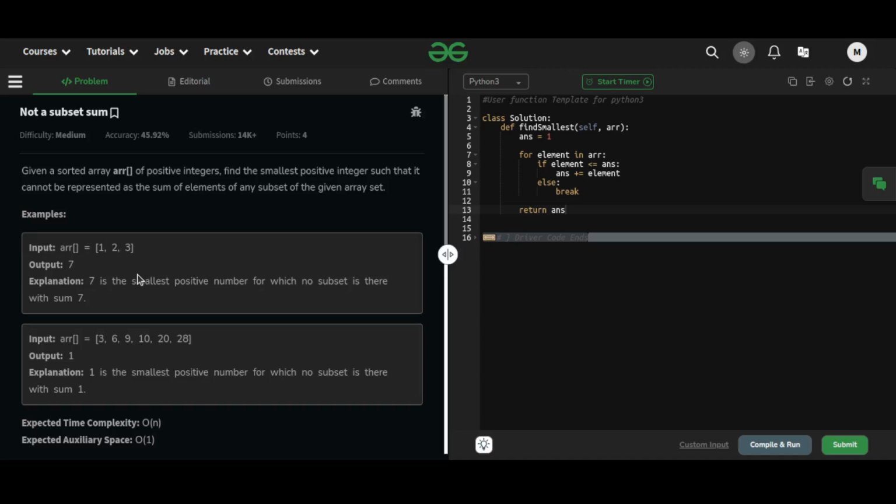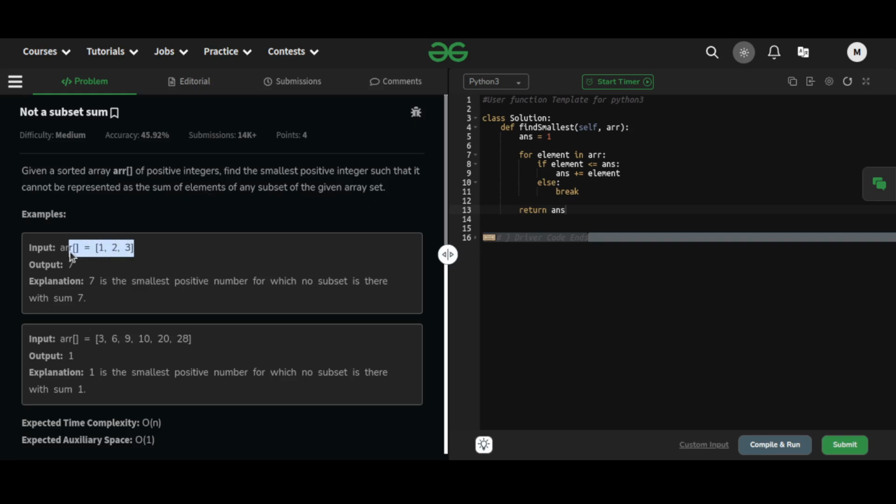Hello guys, in this video we are going to discuss the solution of the problem, not a subset sum. So let us look at the problem statement. The problem statement says given a sorted array ARR of positive integers, find the smallest positive integer such that it cannot be represented as the sum of elements of any subset of the given array set.